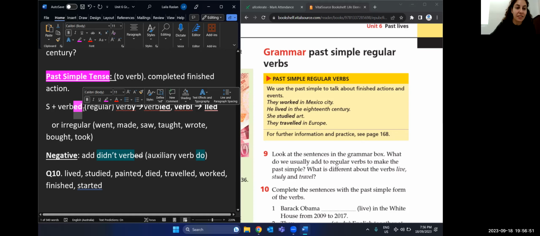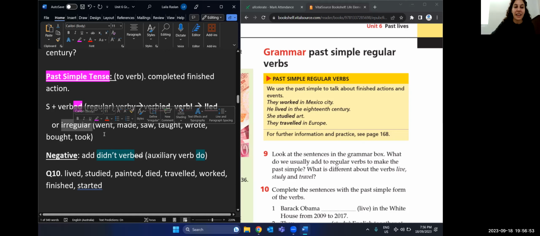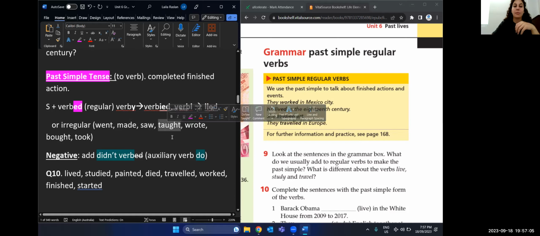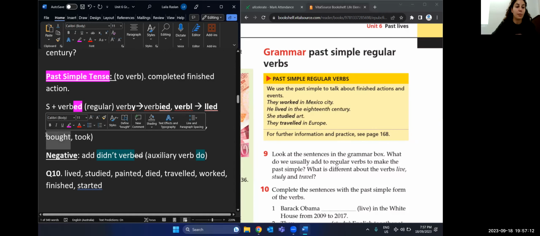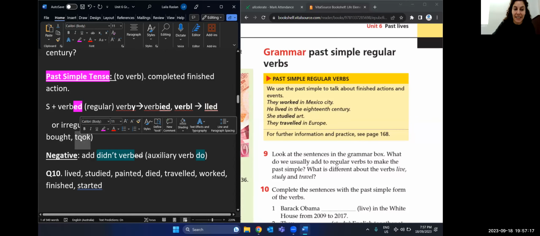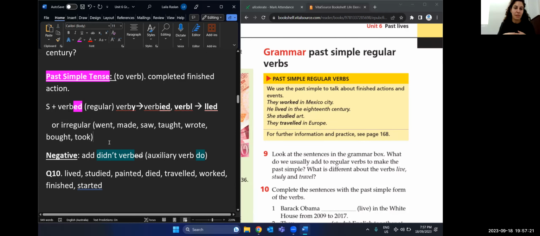But be careful. When you have irregular verbs, that means they break the rule. It's verbs like the verb to go in the past is went. The verb make is made. The verb see is saw. The verb teach is taught. The verb write is wrote. The verb buy is bought. And the verb take is took. So they're irregular. They have their own rules, but they're still in the past simple.